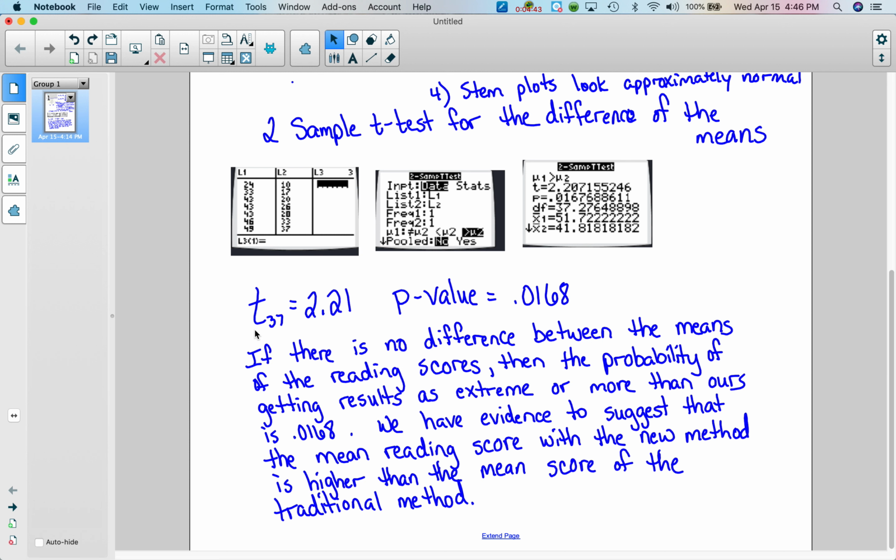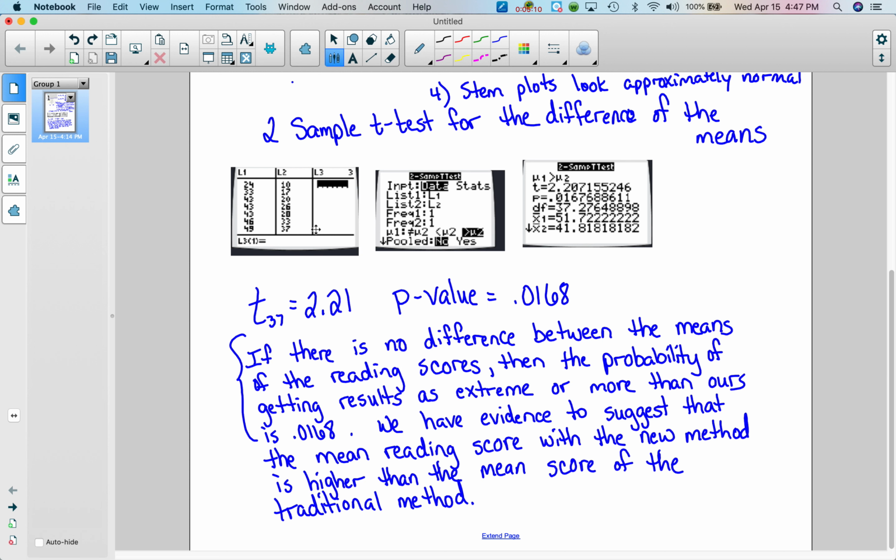So I started off by doing the definition of a p-value, which is this part right here. I probably could have got away without putting that here. If there is no difference between the means of the reading scores, so that's saying if the null hypothesis is true, then the probability of getting results as extreme or more than ours is 0.0168.